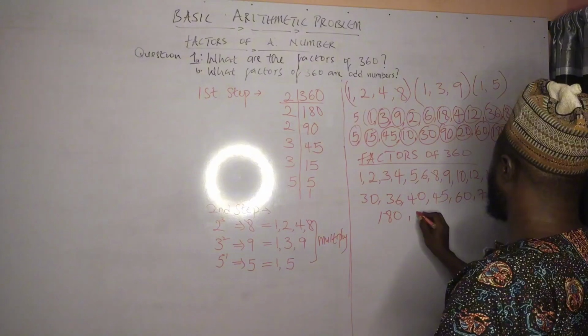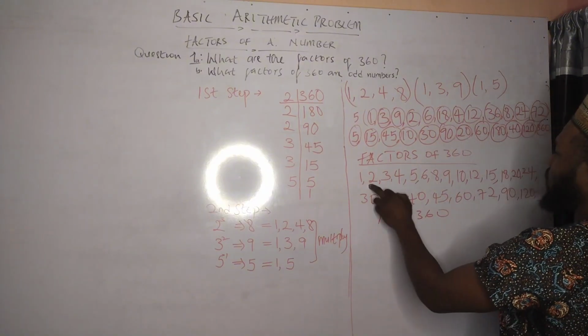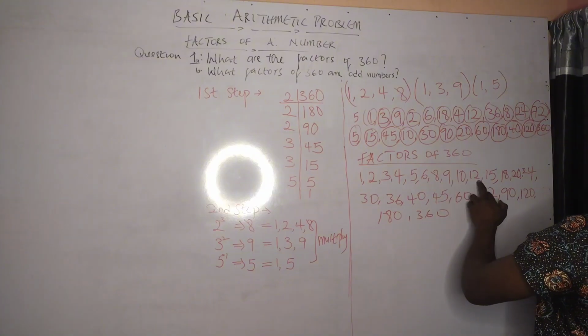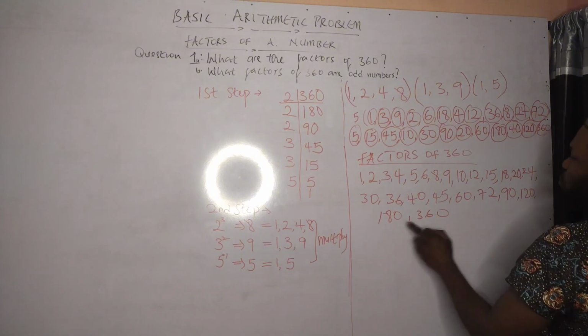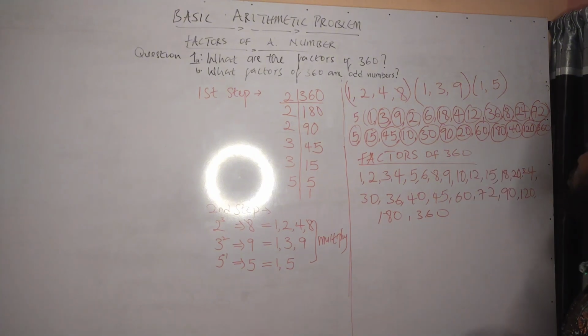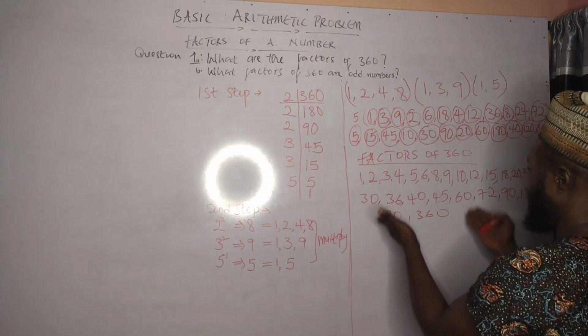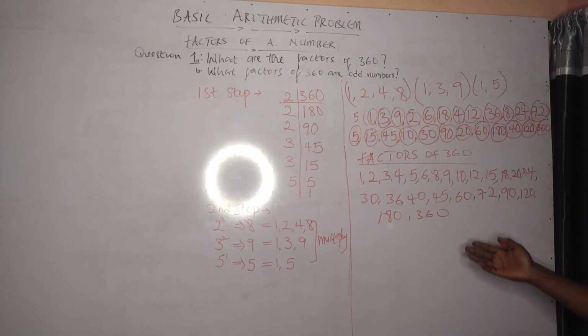180 and 360. 1, 2, 3, 4, 5, 6, 7, 8, 9, 10, 11, 12, 13, 14, 15, 16, 17, 18, 19, 20, 21, 22, 23, 24. So they should be 24 altogether. So these are the factors of 360. You can see how many they are.